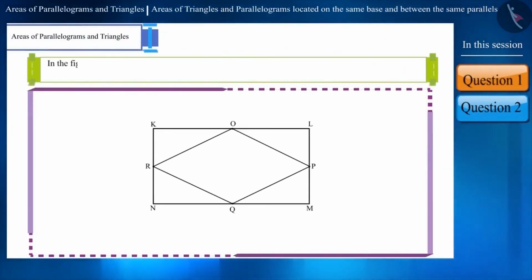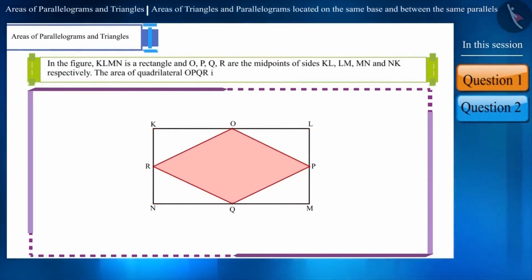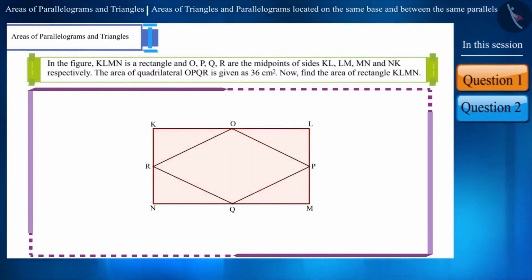In the figure, KLMN is a rectangle and O, P, Q, R are the midpoints of sides KL, LM, MN and NK respectively. The area of quadrilateral OPQR is given as 36 square centimeter. Now, find the area of rectangle KLMN.